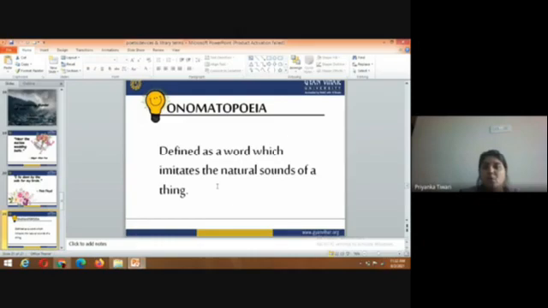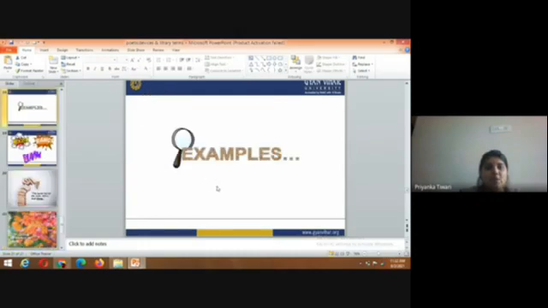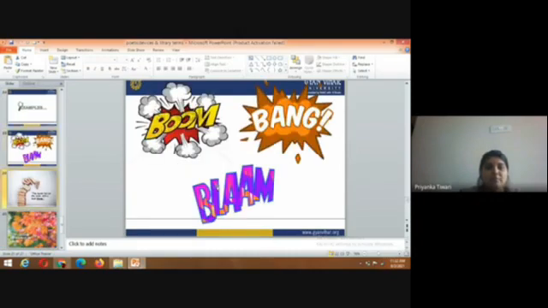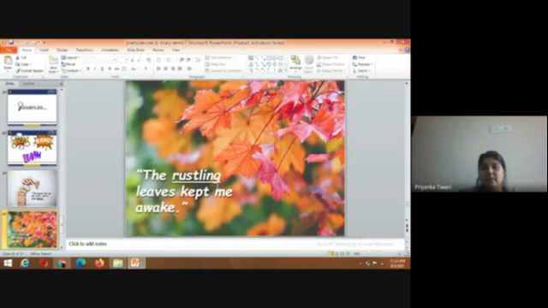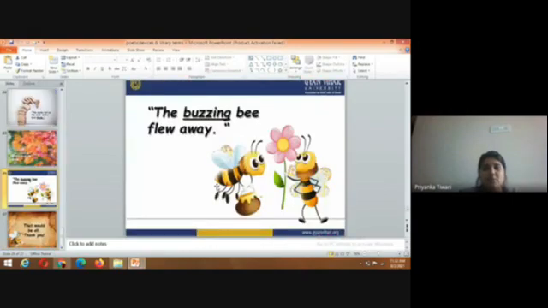Onomatopoeia is defined as a word which imitates the natural sounds of a thing. So these are sounds: boom, bang, like sounds are here. The books fell on the table with a loud thump, and the rustling leaves kept me awake. The buzzing bee flew away.